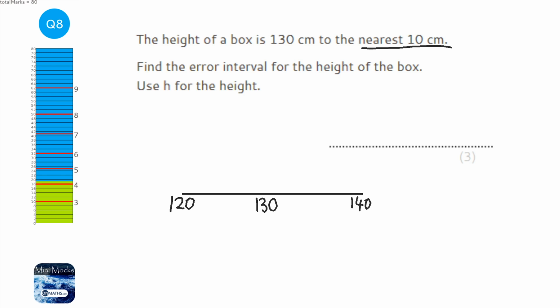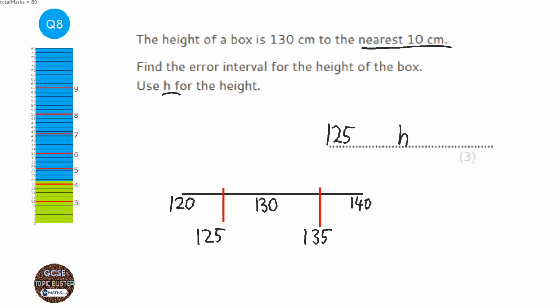Now to find the intervals, we're going to work out the halfway between the two. So I'm going to work out this one here and this one here. Halfway between 120 and 130 is 125, and halfway between 130 and 140 is 135. Now, it says it wants h for the height, so we're going to put h in the middle. I'm going to put 125 to the left of it, and 135 to the right of it.